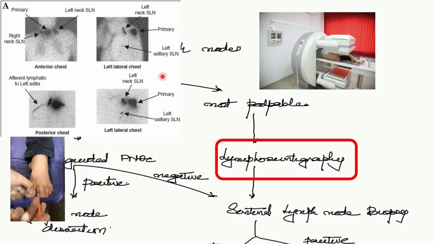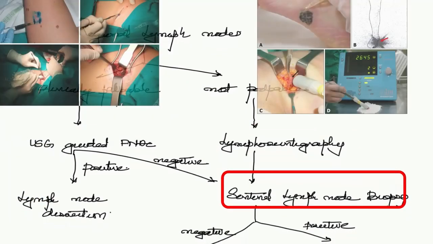If the inguinal node is involved, then we can take a sentinel lymph node biopsy from the inguinal area. If the axillary node is involved, then we can take a sentinel lymph node biopsy from the axillary area. If both the inguinal and the axillary lymph nodes are involved, then we have to take sentinel lymph node biopsy from both those areas. So after lymphoscintigraphy, we can go for a sentinel lymph node biopsy.